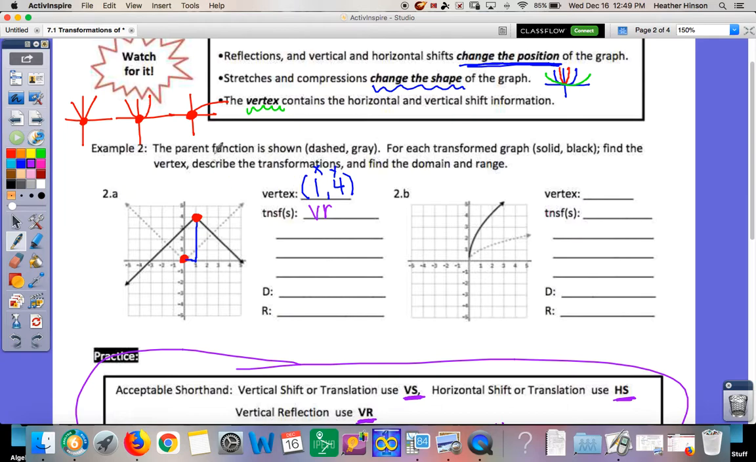So that's what I did here. Vertical reflection is VR. It flipped upside down. What about a shift? Vertical reflection, we got that. Do we have a vertical shift? Did it move up or down any? Yes, it moved up 4 spots. So it was a vertical shift up 4.